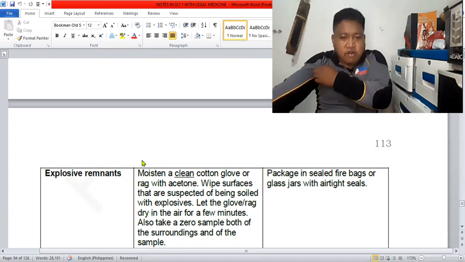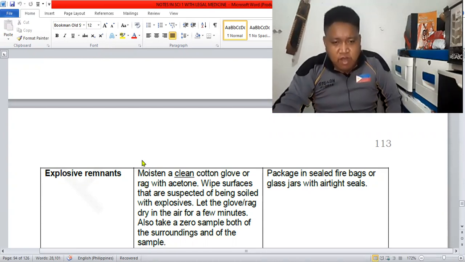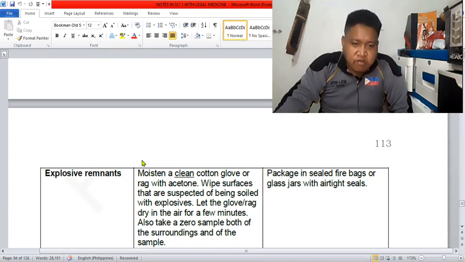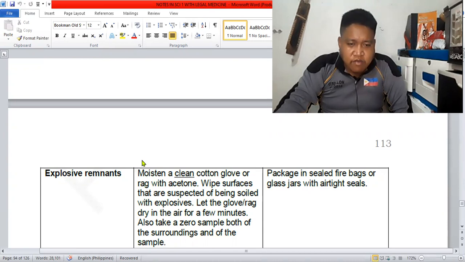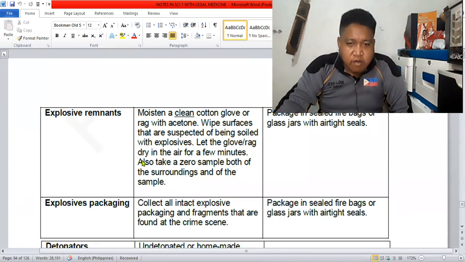Moisten a clean cotton glove or rag with acetone. Wipe surfaces that are suspected of being soiled with explosive. Let the glove or rag dry in the air for a few minutes. Then the explosive, glass jar nilalagay, okay?